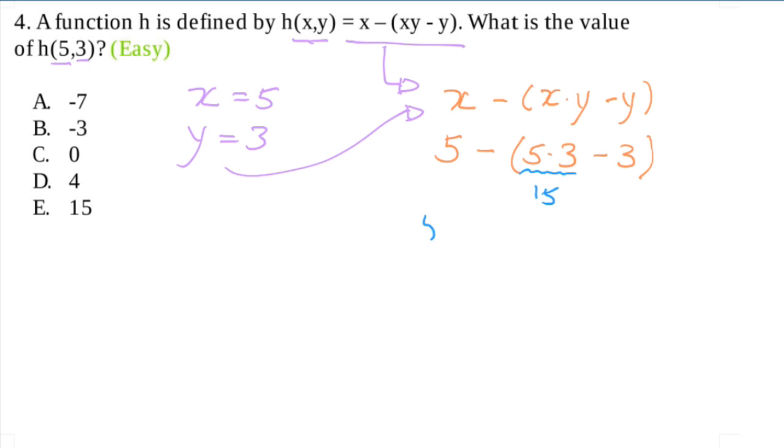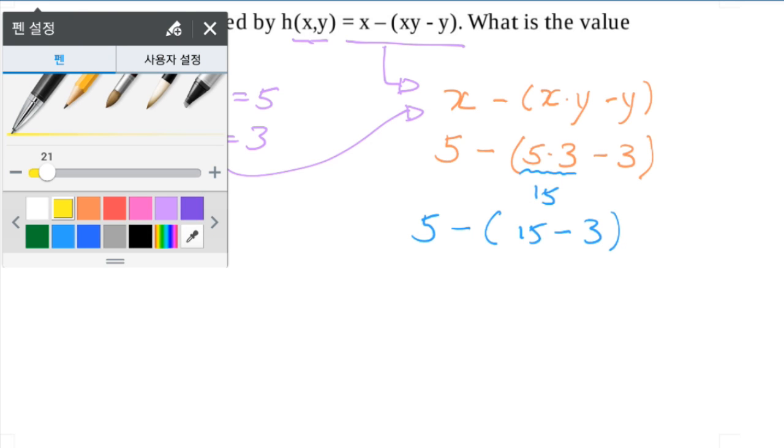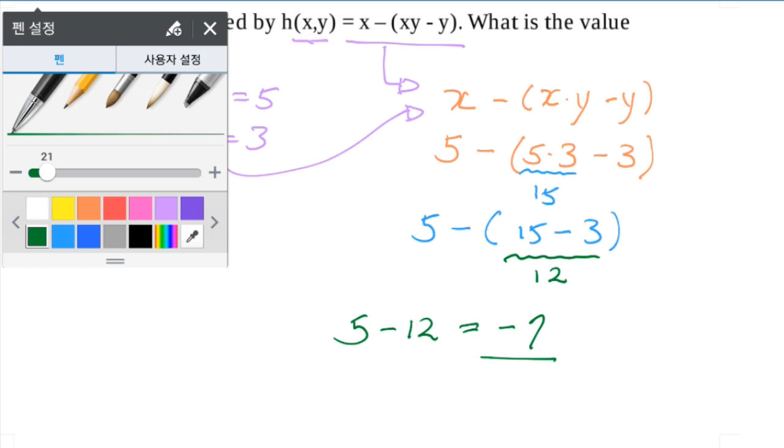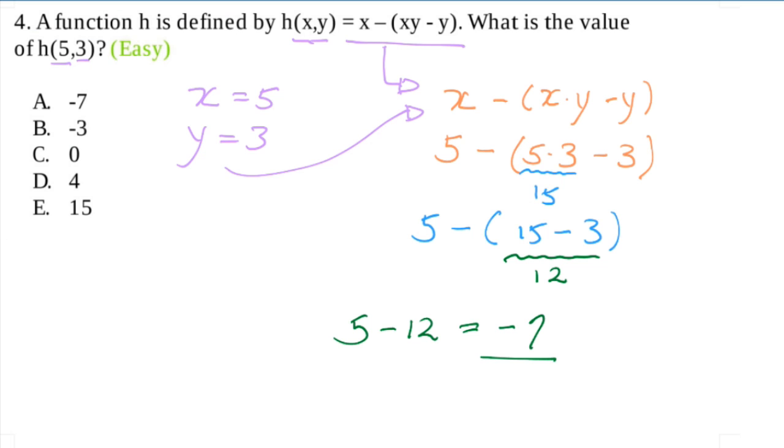So I'm going to rewrite the equation once more. 5 minus, parentheses, 15 minus 3. Next thing we do is the operation inside the parentheses, which is 15 minus 3. That's going to equal 12. So let's rewrite the equation. 5 minus 12. That's nothing but negative 7. And that will be our final answer. And your choice is A.